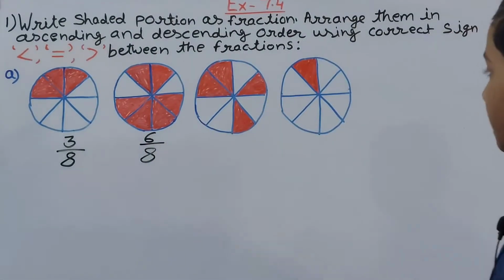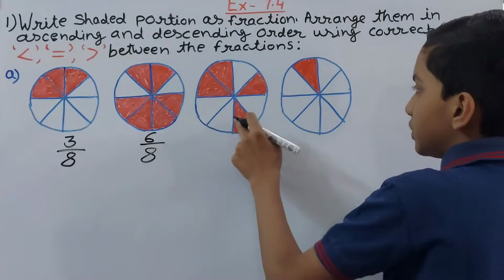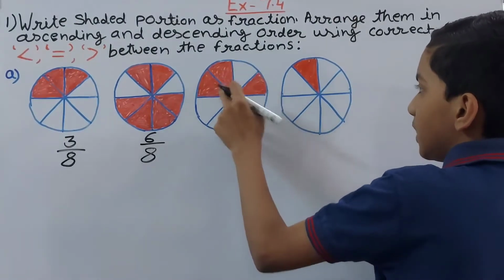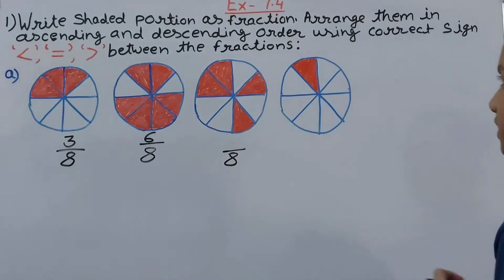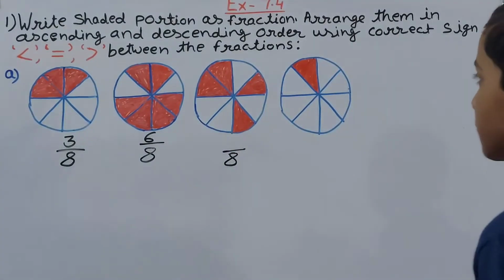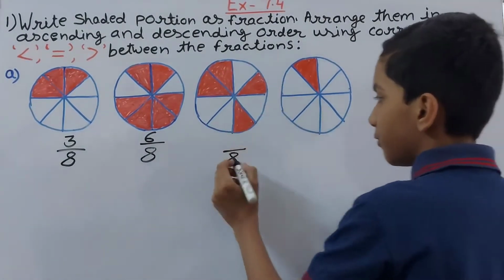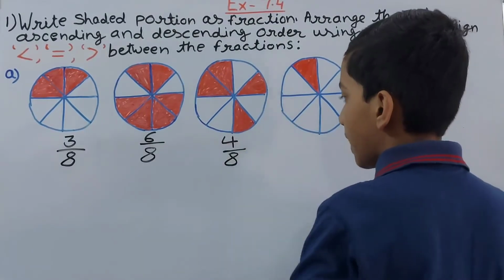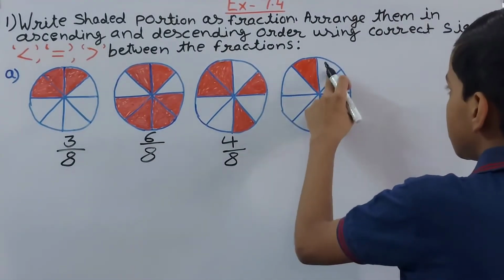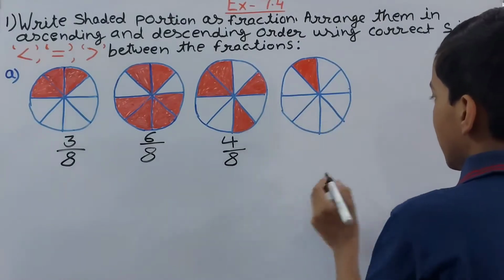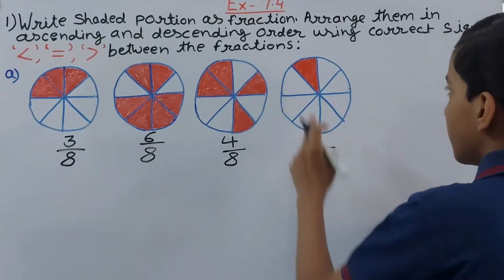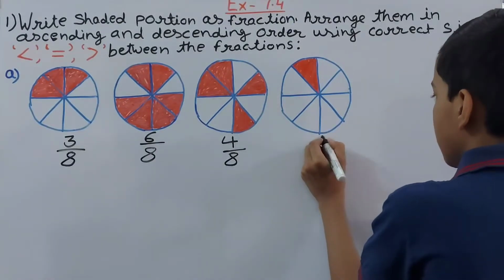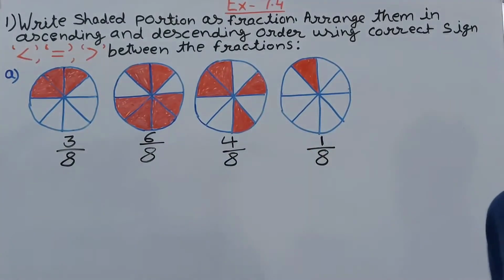Now over here in this one, 1, 2, 3, 4, 5, 6, 7, 8. See the shaded portion over here. As you can see, 1, 2, 3 and 4. So 4 by 8. Now here 1, 2, 3, 4, 5, 6, 7, 8. 8 parts in here. And how many parts are shaded? 1. So this becomes 1 upon 8.